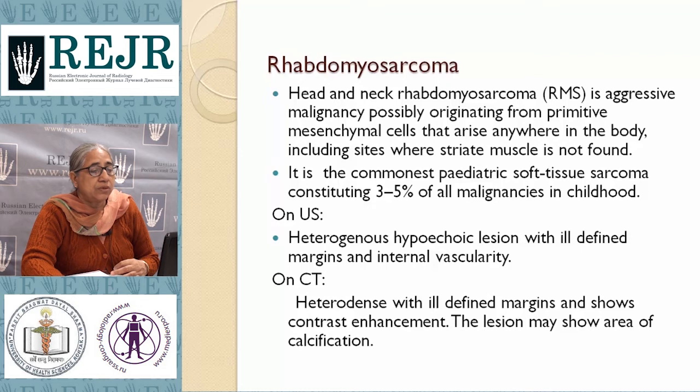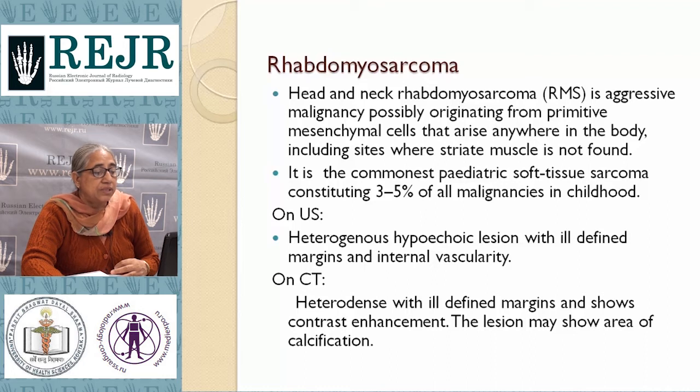A rhabdomyosarcoma is an aggressive malignancy possibly originating from primitive mesenchymal cells that arise anywhere in the body, including sites where striated muscles are not found. It is the commonest pediatric soft tissue sarcoma, constituting 3 to 5% of all malignancies in childhood.